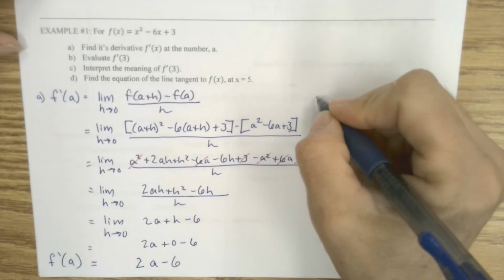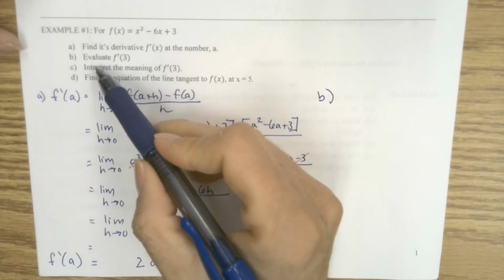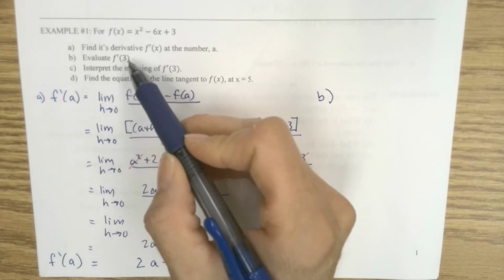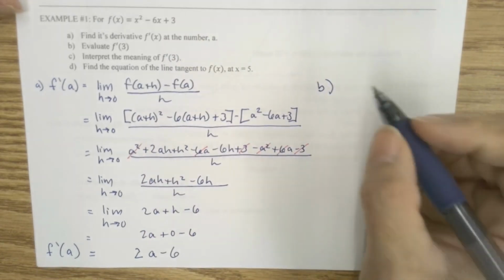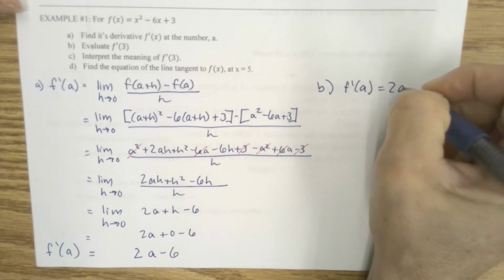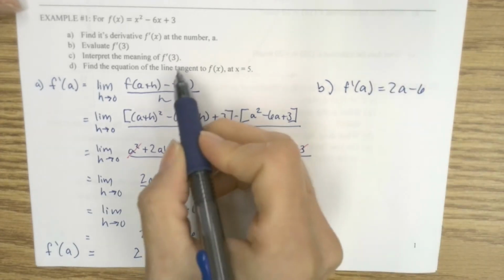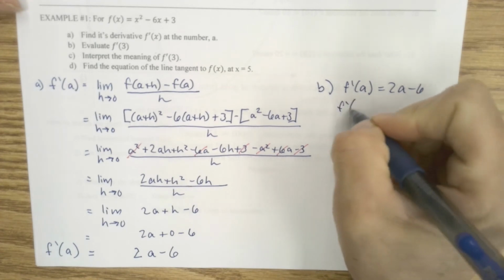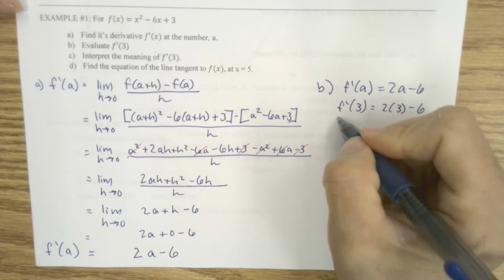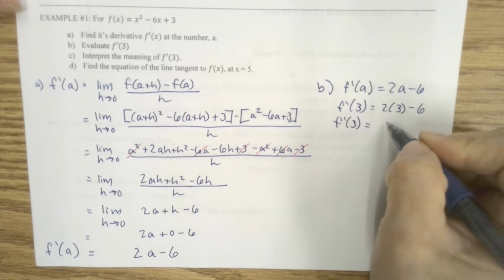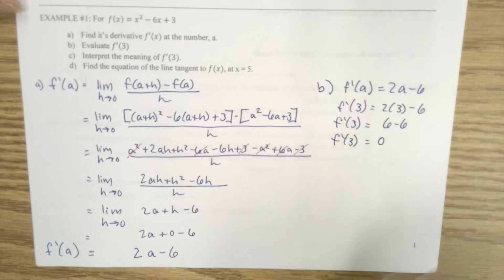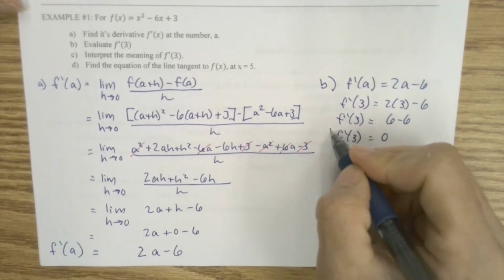We'll come over here for part B. Part B says they want us to evaluate f prime of a, or the first derivative, at x equals 3. So I'm going to start by bringing over f prime of a equals 2a minus 6, and now I want to substitute a 3 in here. So 2 times 3 is 6, minus 6, which gives me 0.